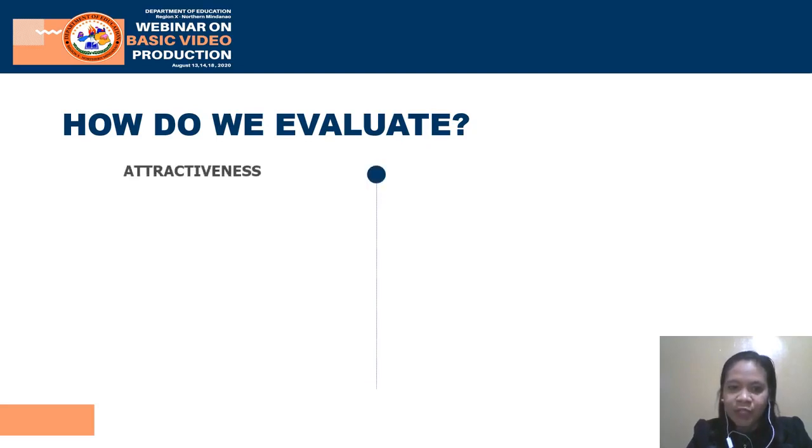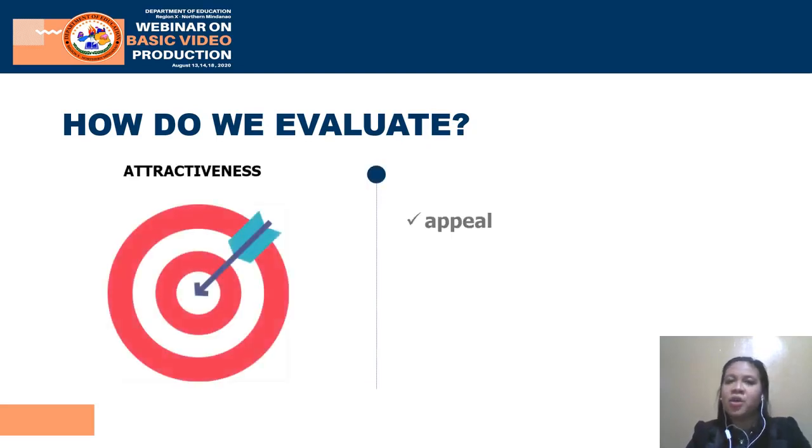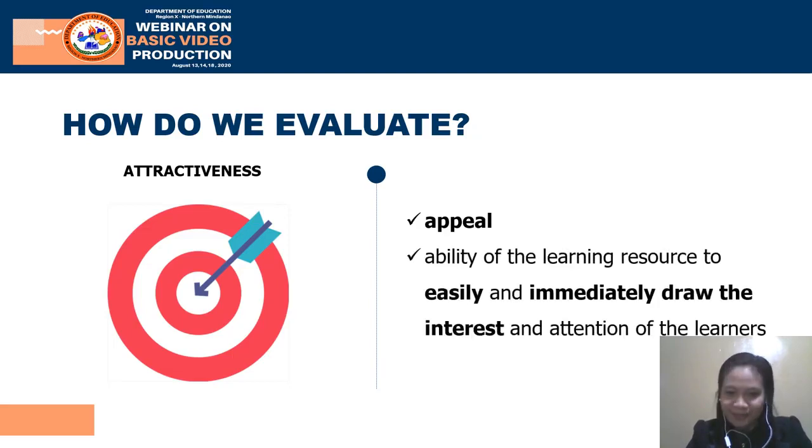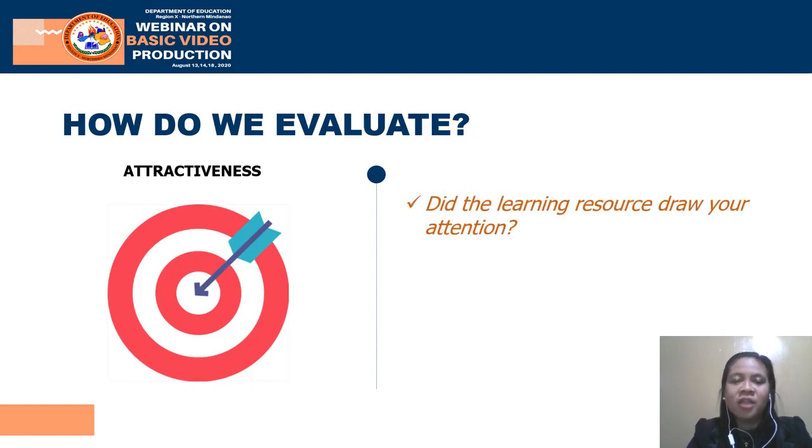Let's tackle attractiveness first. When we talk about attractiveness, we are talking about appeal. It is the ability of the learning resource to easily and immediately draw the interest and attention of our learners. So when we do evaluation under attractiveness, we need to answer the following questions.